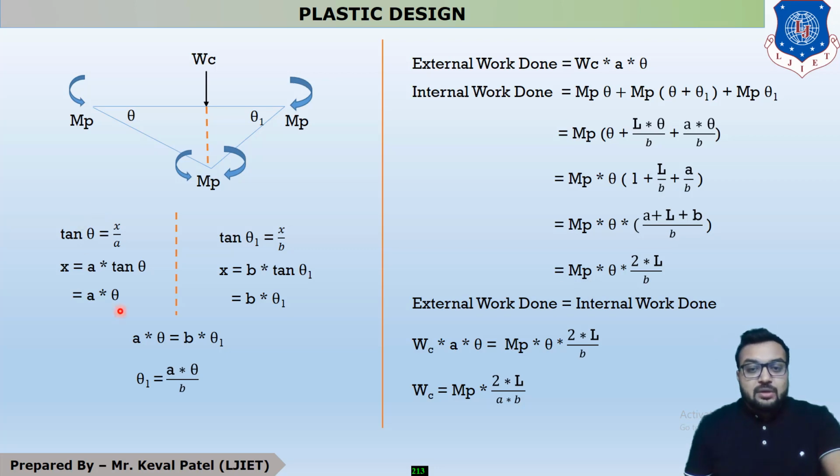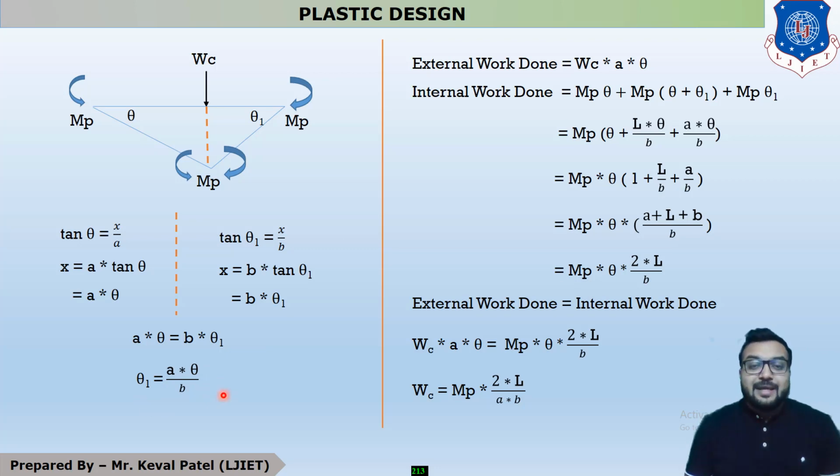Okay, now there is one relation: A theta is equal to B theta 1, and we have to make theta 1 our subject, so it gives the relation between theta 1 and theta, so theta 1 is equal to A theta by B.